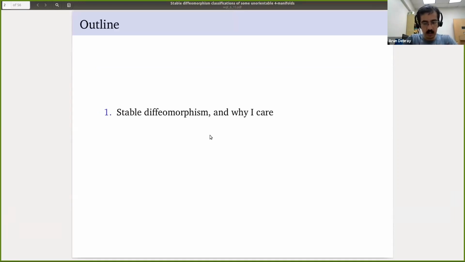So first, I'm going to say what stable diffeomorphism is. This is some equivalence relation weaker than diffeomorphism. And I'll also tell you why I care. I am not really a four manifold topologist, so I'd like to say something about the question that led me to this problem.